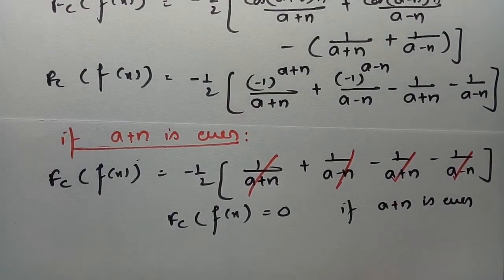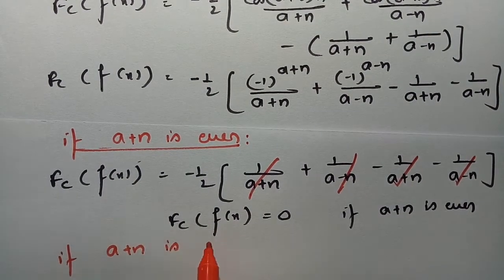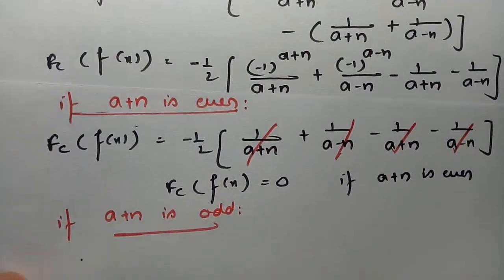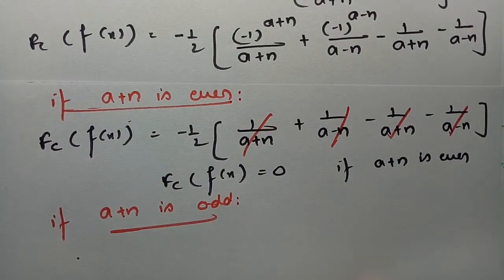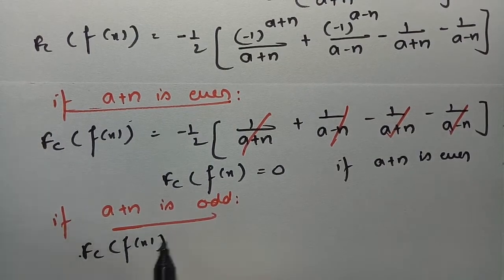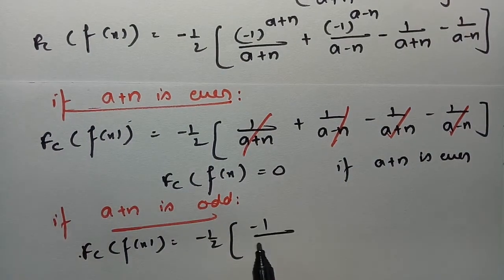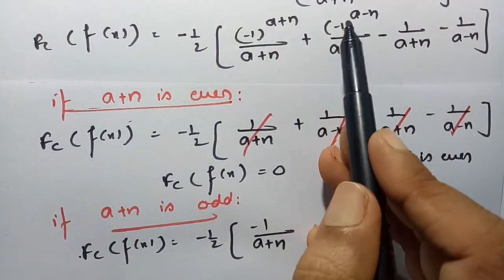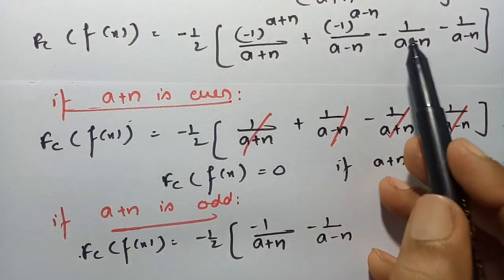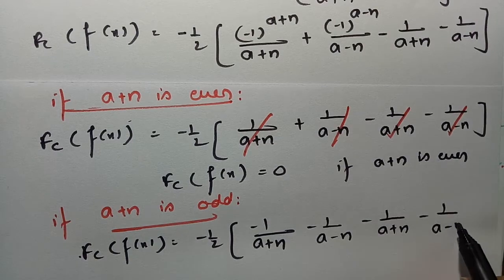See, if it's odd. The next case is if a plus n is odd. If it's an odd value, then see what will happen. So you have to check this equation. Then the Fourier transformation of the function f of x is equal to minus half. If it's an odd number, then this will be minus like that. So minus 1 by (a plus n), and again this will be minus 1 by (a minus n), and this is minus 1 by (a plus n), and this is minus 1 by (a minus n).